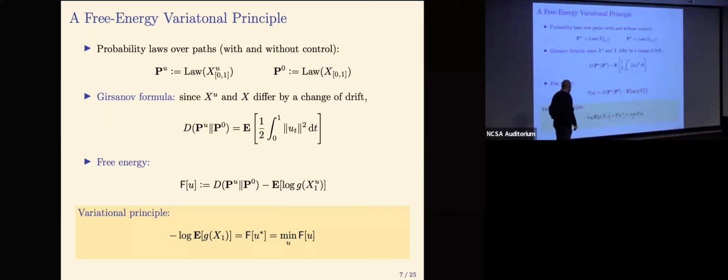And the variational principle basically says that the minimum free energy is exactly obtained at the optimal control U star, which has an explicit form in terms of the characteristics of the original reference process, and it's equal to precisely minus log of this expectation.